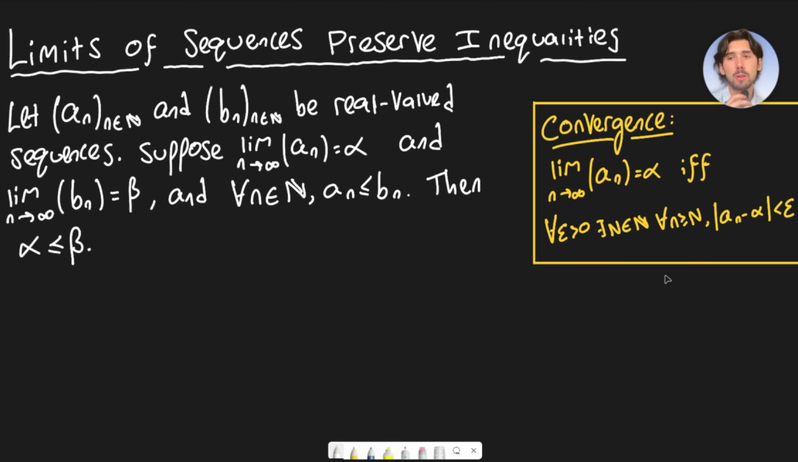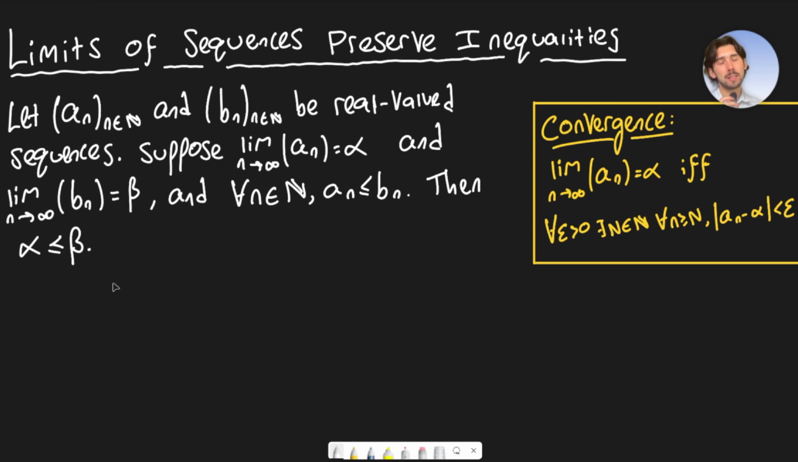That means that suppose that I have two sequences, an and bn, and they're both convergent to alpha and beta respectively. If it is the case that for all n in the natural numbers, an is less than or equal to bn, then it turns out that the limit alpha is less than or equal to the limit beta, which on an intuitive level should make perfect sense. If you have a sequence where the nth term is always less than or equal to the nth term of another one, the thing that it converges to should be less than or equal to the other one as well, right? Makes sense. But we need to prove it.